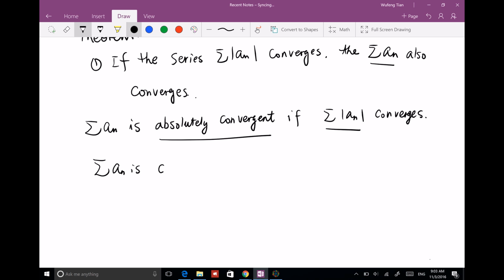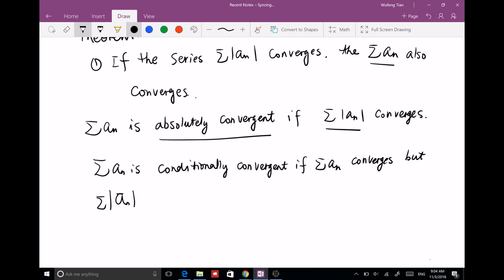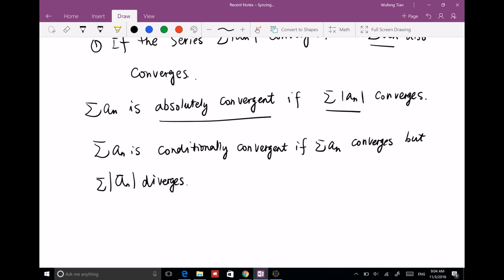And a_n is conditionally convergent. In the homework part, you're going to see absolutely convergent or conditionally convergent. It's conditionally convergent if the summation of a_n converges but the absolute value of the series diverges.